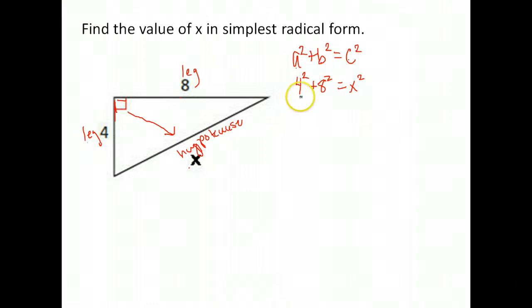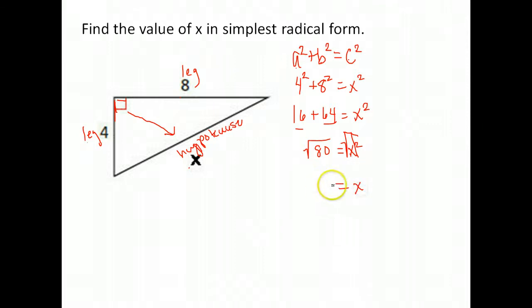We go ahead and square. 4 squared, 4 times 4 is 16. 8 squared, 8 times 8 is 64, equals x squared. We add our two values here since they're on the same side. 16 plus 64 is 80. We're down to 80 equals x squared. Get rid of the squared, we take the square root of both sides.